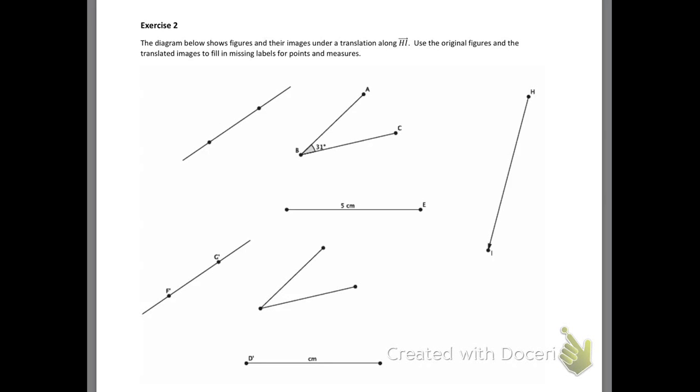So you're asked, this diagram contains segments, lines, angles, and of course, they all contain points. It has the figures and their images under a translation along HI. So we need to find HI, and it's this vector right here, HI. So you're asked to fill in missing labels for points and measures. And notice we're using the prime notation. Some of these are already labeled without the prime notation, so you know that's an original point. And some of them have prime notation, so you know those are images. Okay, so go ahead and pause the video and work on exercise 2.